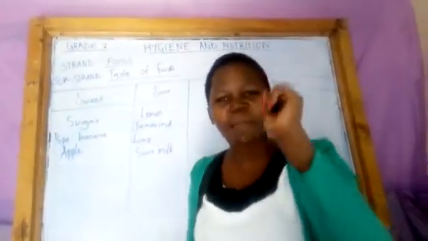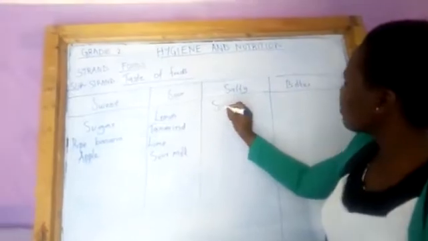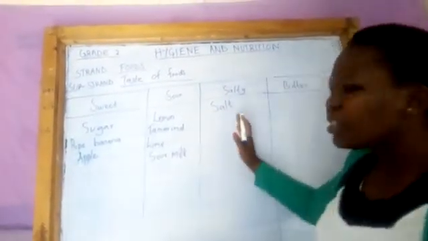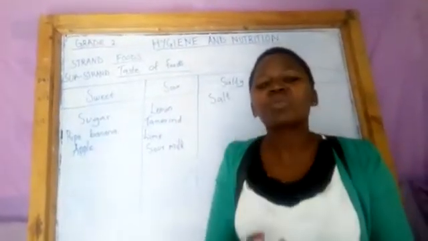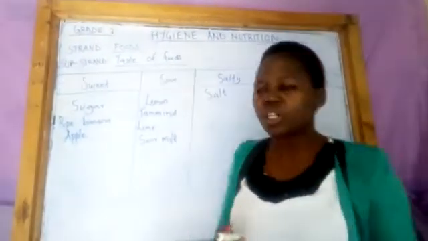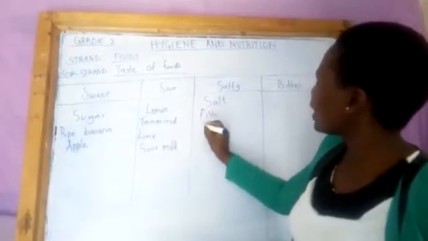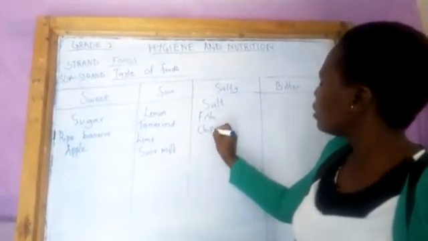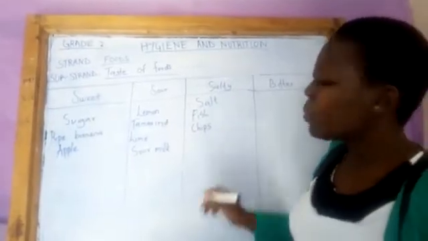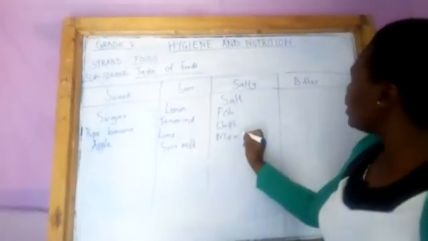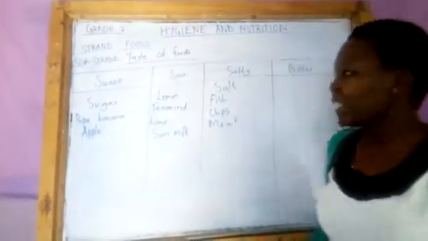And then number 3, salty tasting foods. Mr. Salty number 1 is salt. And then in salty foods, there are foods which are cooked using salt. Number 2, you can say fish, cooked fish. We can say chips, cooked chips. And then we put salt for them to taste. We can say meat.